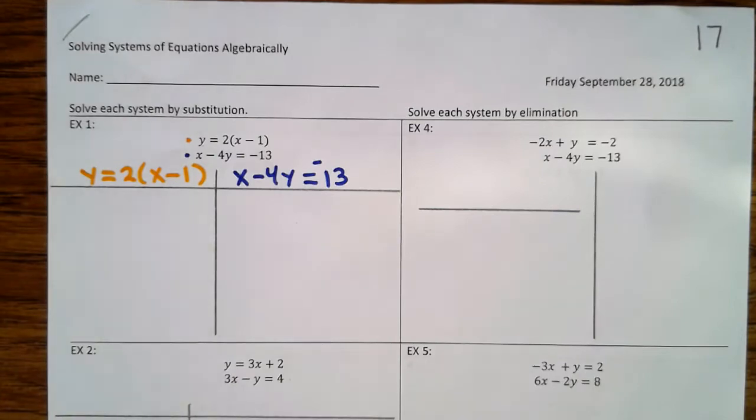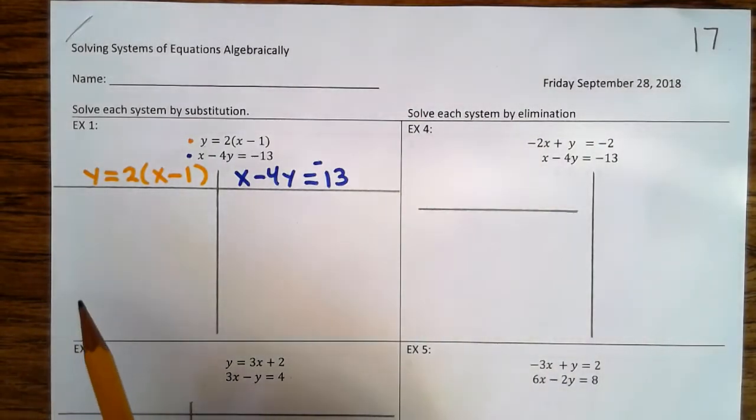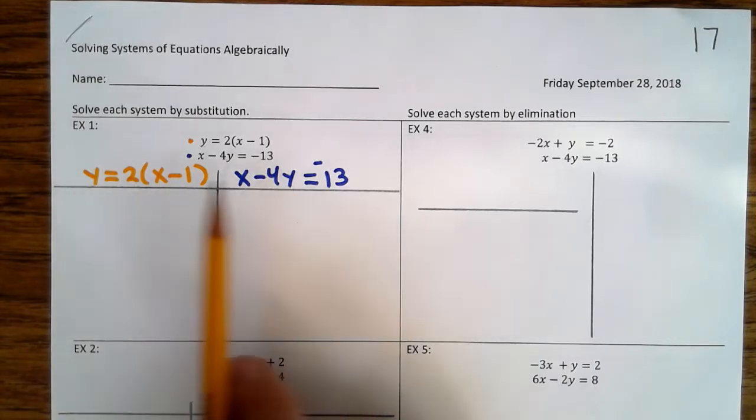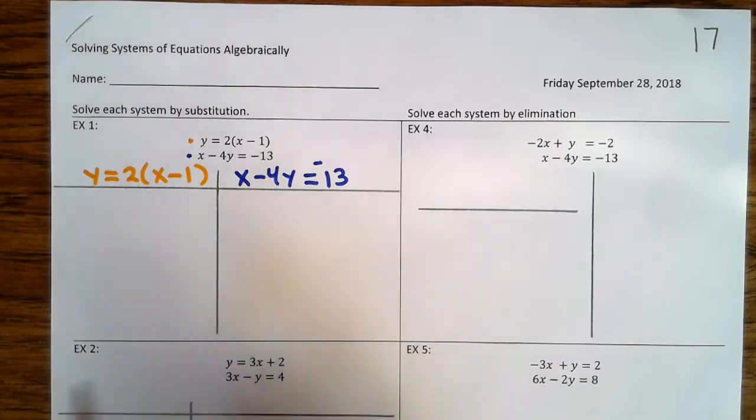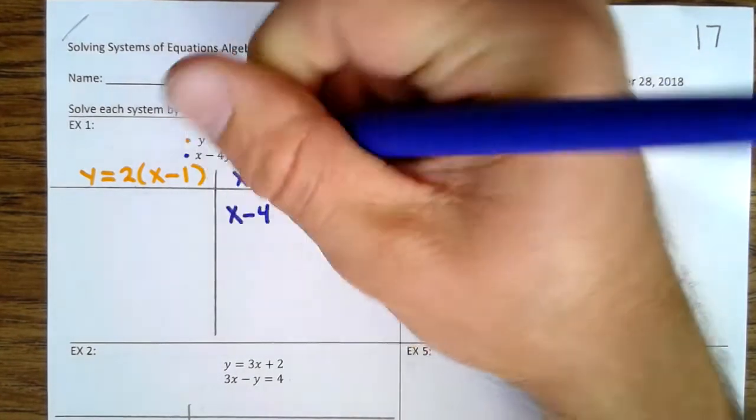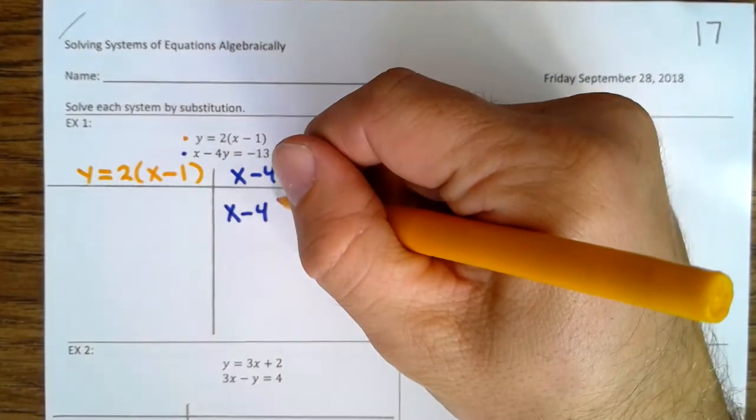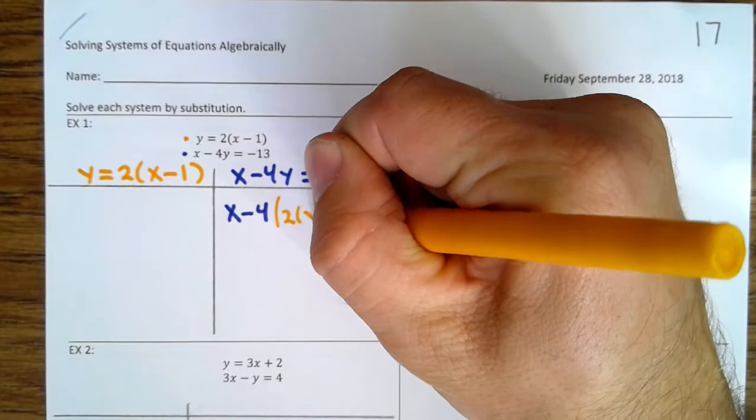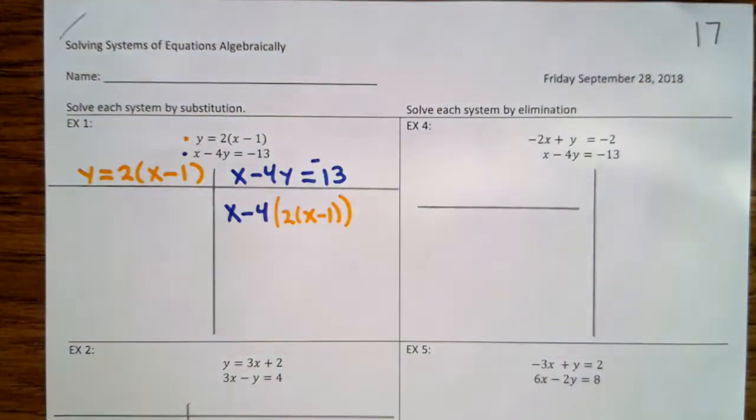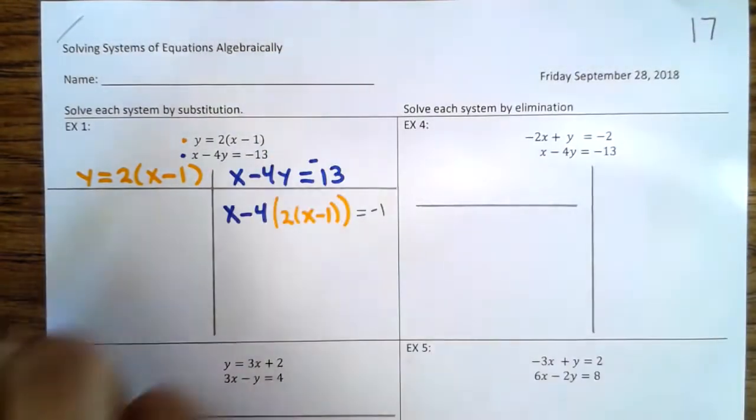All right. So step 2, we're going to substitute the equation from step 1 into the second equation. So y is equal to this. So see the y right here? We're going to substitute this in for y. So that's x minus 4, parentheses 2 times x minus 1 equals negative 13.